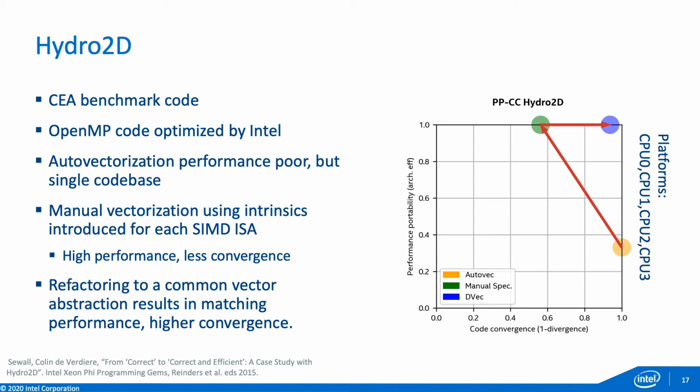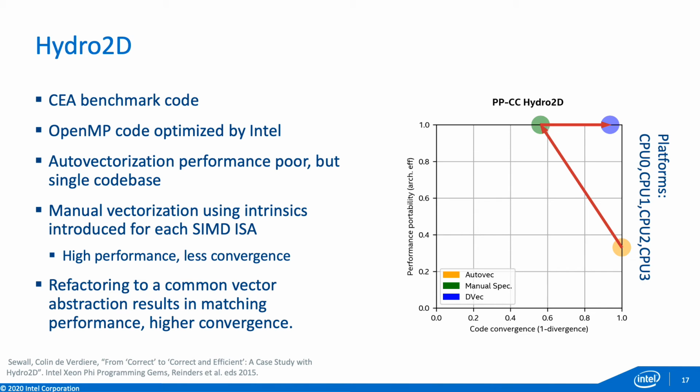Hydra 2D is a code that I've looked at many times, and it's a CEA benchmark code. I optimized it several years ago, starting out using OpenMP. I used auto-vectorization to start with and got reasonable performance. This is across a number of CPUs. There are no GPUs in this example. And you can see here that it's totally converged because I'm using a high-level abstraction of OpenMP SIMD essentially in order to get the performance.